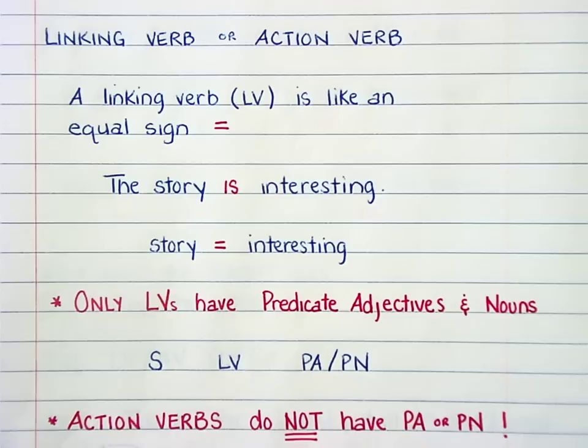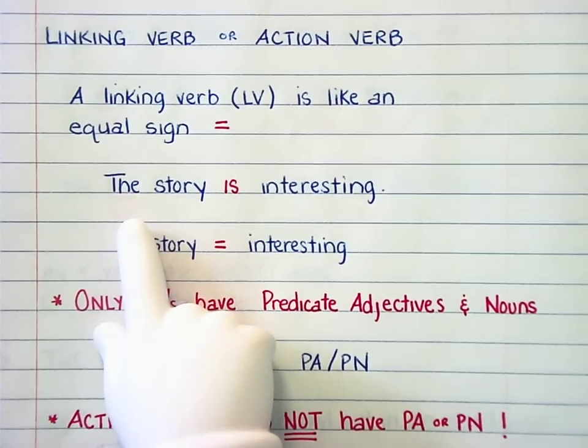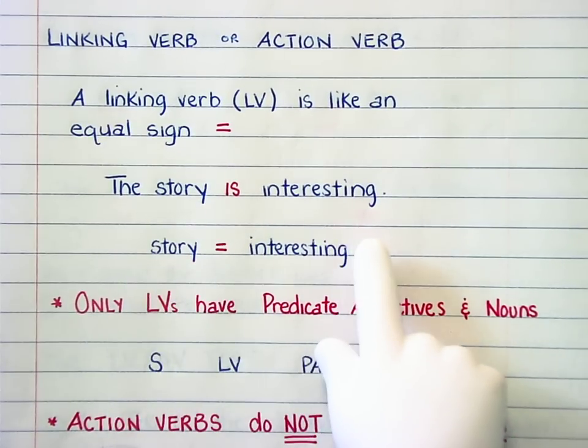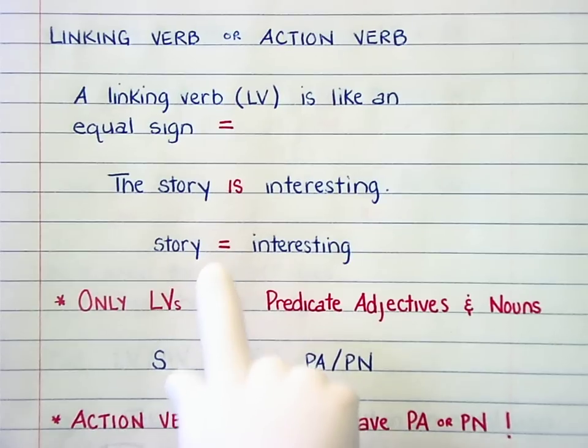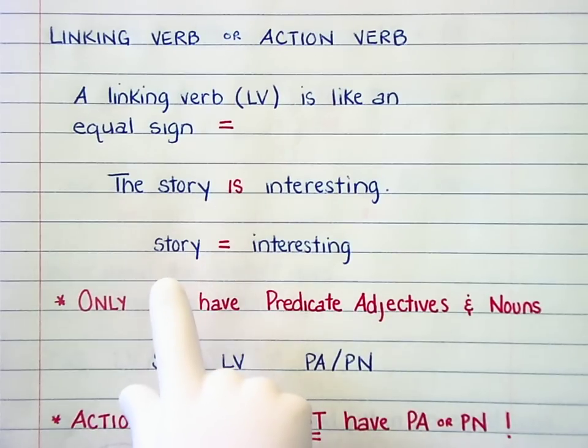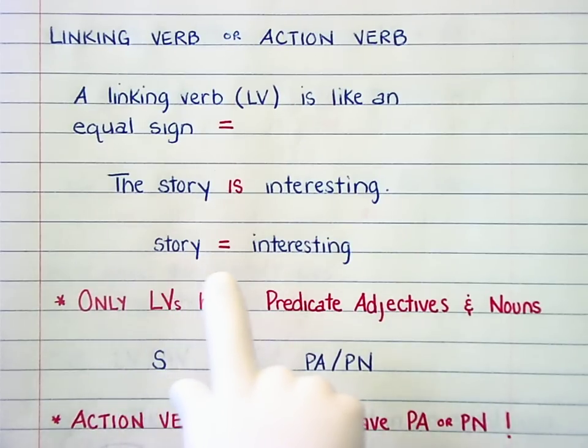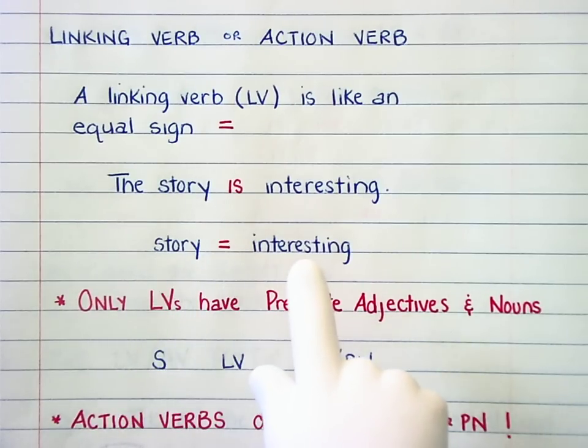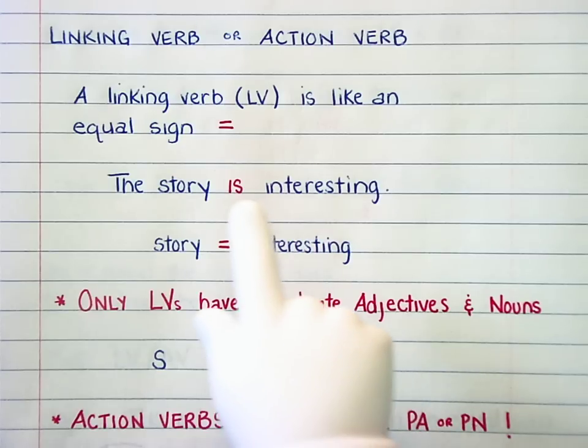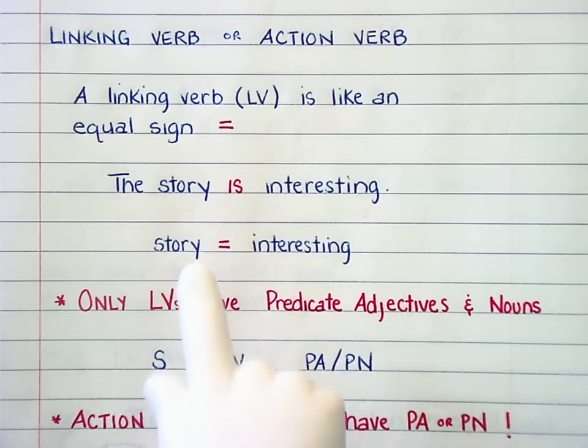Linking verbs are like equal signs. They tell you what something is. So if you look at the sentence, the story is interesting, we can substitute an equal sign for the form of to be and it still makes sense. Story equals interesting. The word interesting is an adjective describing the story.